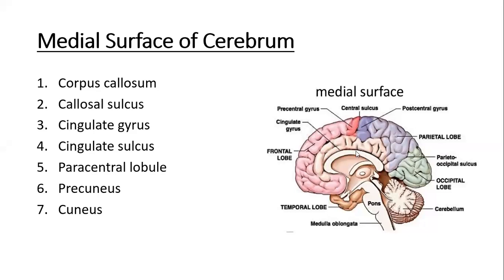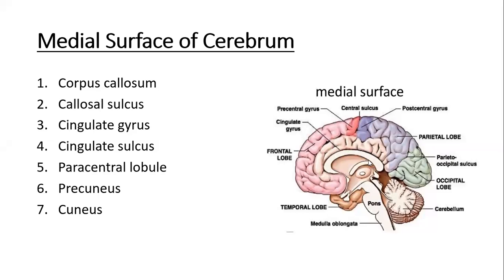Just above the corpus callosum lies a sulcus called callosal sulcus. And further above the callosal sulcus, we have a gyrus called cingulate gyrus. Further above the cingulate gyrus, we have another sulcus which is labeled as cingulate sulcus. So that means cingulate gyrus lies between the cingulate sulcus above and callosal sulcus below.